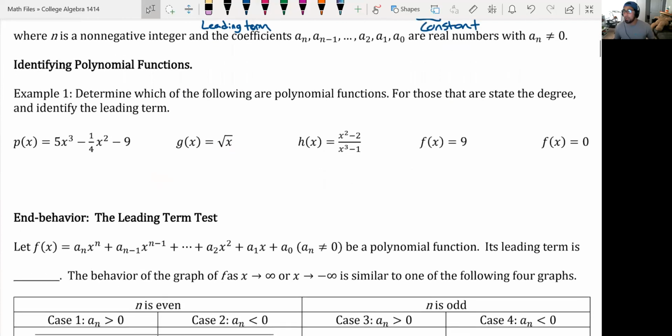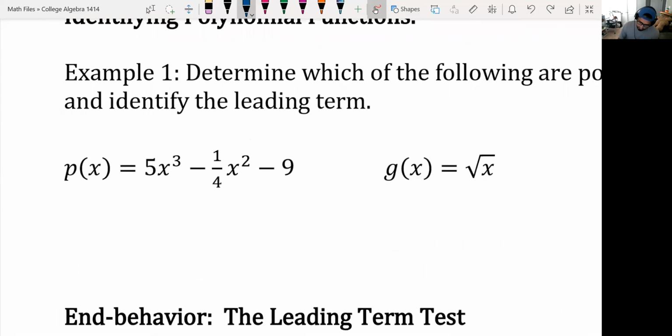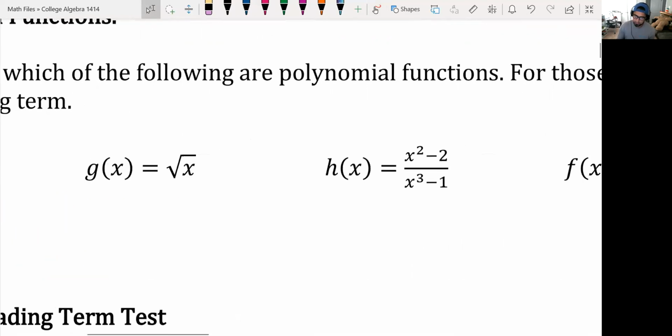Okay. Next exercise is just determining what is a polynomial function. So the first one, 5x cubed minus 1/4 x squared minus 9. This is a polynomial function because the exponents are whole positive numbers. It says if it's a polynomial, state the degree and identify the leading term. So zoom in. This is a polynomial. Degree is 3. The largest degree is 3. And the leading term is 5x cubed. Okay.